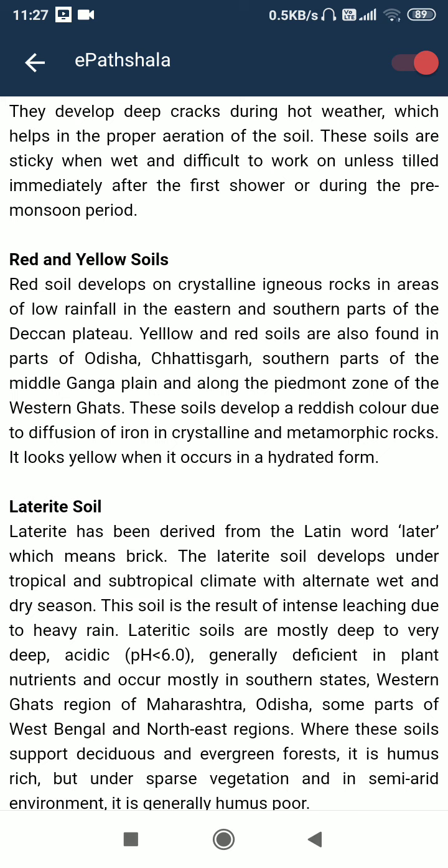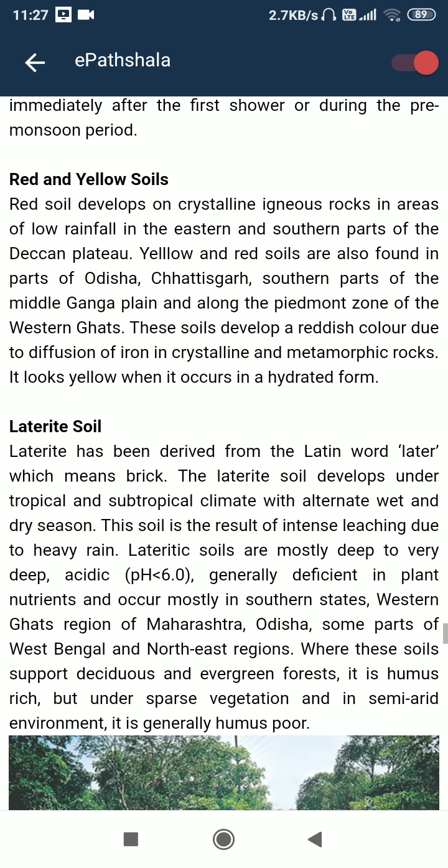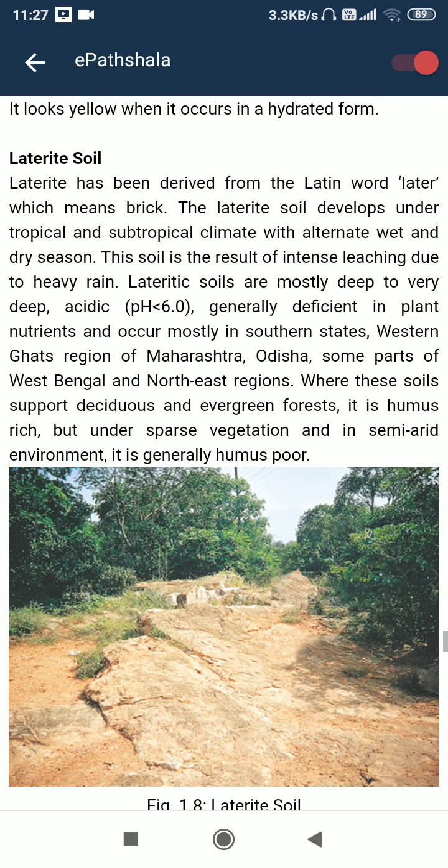Red and yellow soil. Red soil develops on crystalline igneous rock in areas of low rainfall in the eastern and southern part of the Deccan Plateau. Yellow and red soils are also found in parts of Odisha, Chhattisgarh, the southern part of the middle Ganga plain and along the piedmont zone of the Western Ghats. These soils develop a reddish color due to diffusion of iron in crystalline and metamorphic rocks. It looks yellow when it occurs in hydrated form.